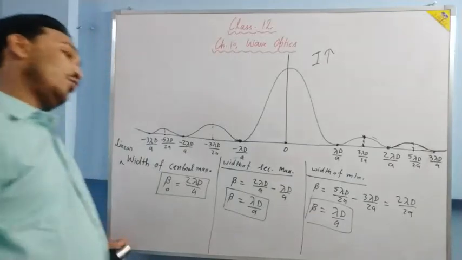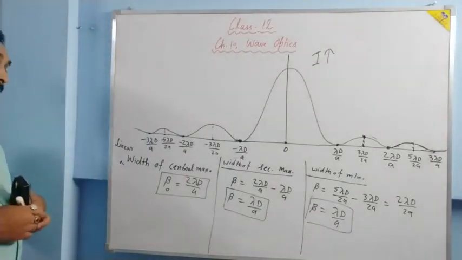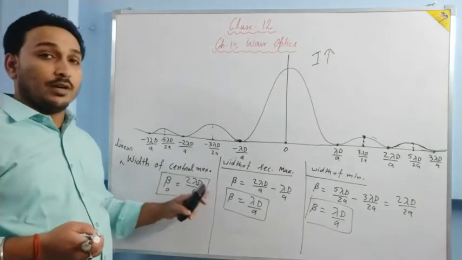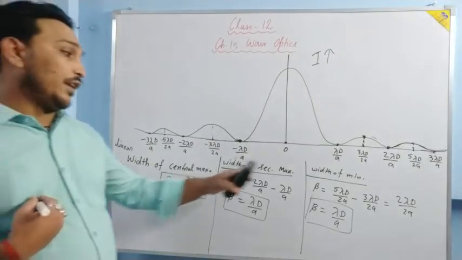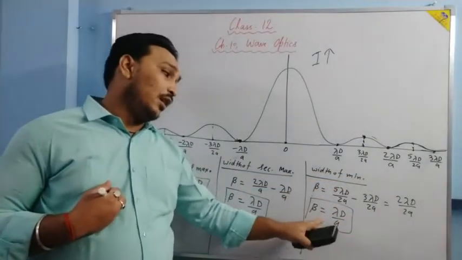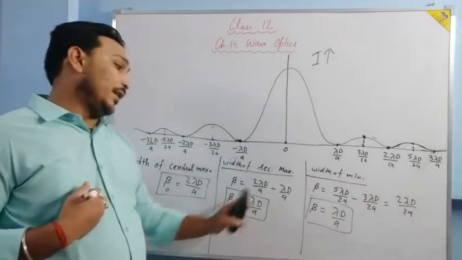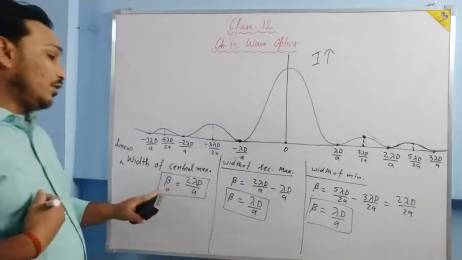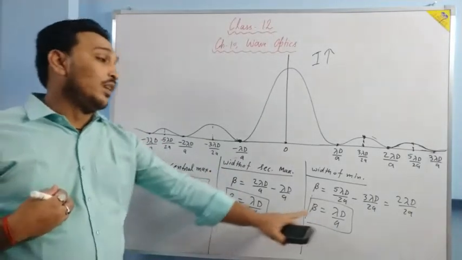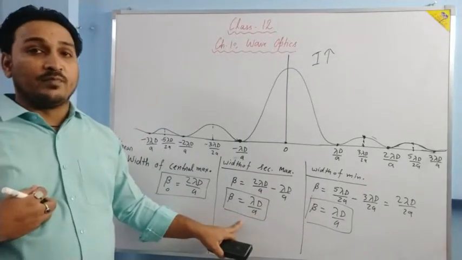From here what we should learn is that the width of the central maximum, as you can see, is 2 lambda d by a, whereas the width of the secondary maximum is lambda d by a, and the width of minimum is lambda d by a. The width of minimum and the width of secondary maximum are equal, and the width of central maximum is just twice the width of minimum and secondary maximum.